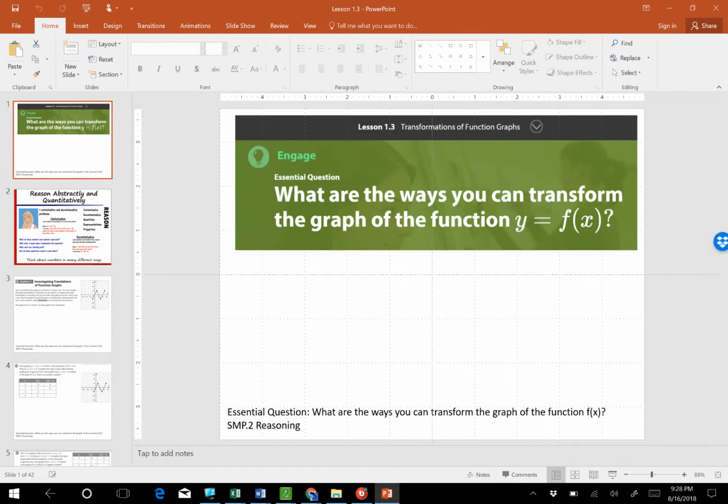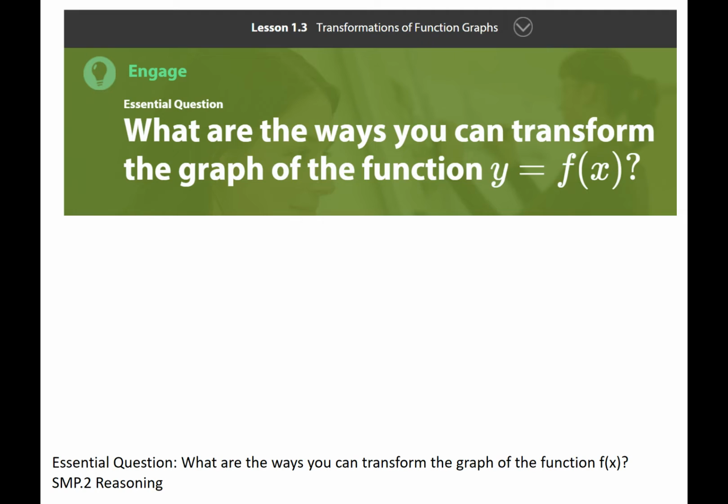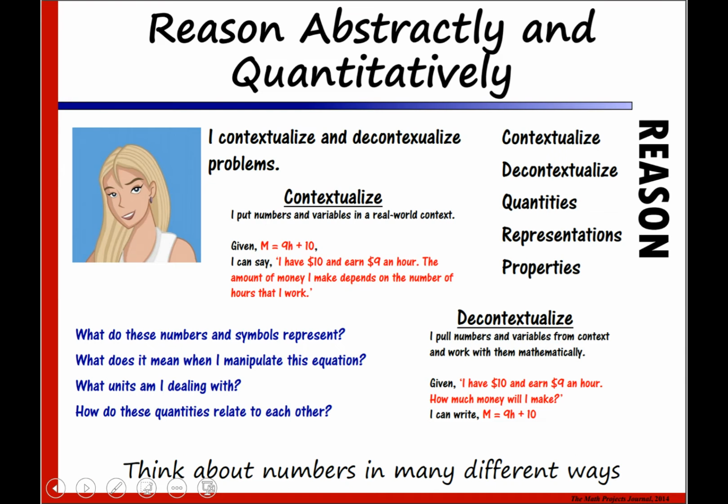So we're going to continue this lesson 1.3 that we started yesterday on transformations of function graphs, and what are the ways you can transform the graph of a function, y equals f of x. Yesterday we did it in much more general terms. We kind of explored it generically. Today we're actually going to use specific functions like x squared. We are still working on reasoning, so we're going to be seeing a lot of representations, and we're going to be thinking about numbers in a lot of different ways today.